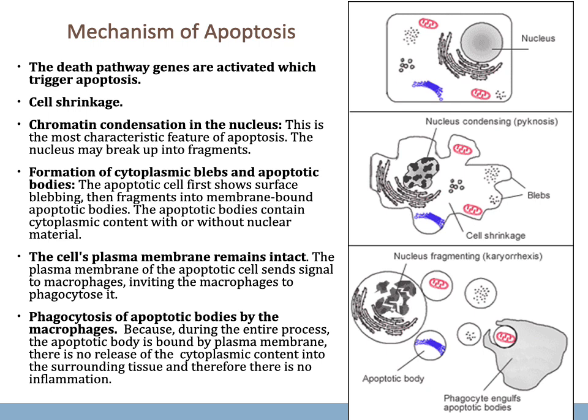However, the cell's plasma membrane remains intact, unlike necrosis. The end result here is more dense, smaller cells. What's going to happen is that these cells are going to get phagocytosed by macrophages.